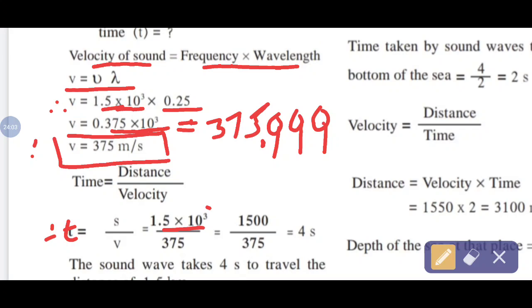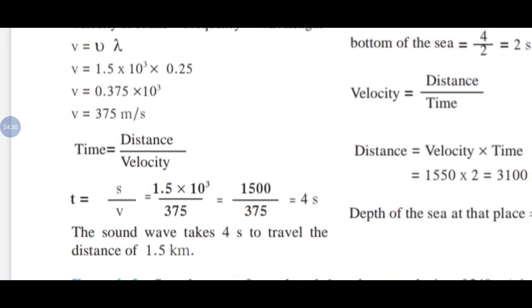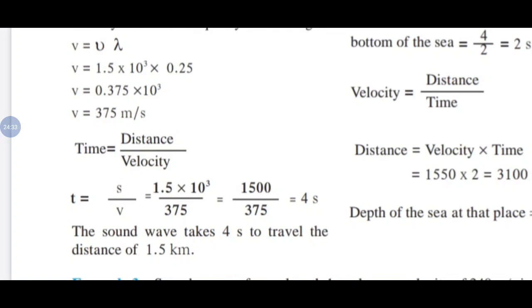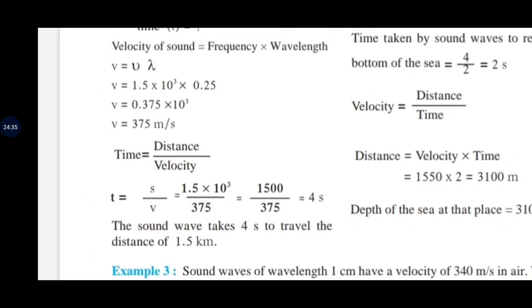Now do this calculation properly. First of all, 1.5 into 1000, that is 10 raised to 3, gives 1500. So 1500 divided by 375. Calculate it, divide it. We are getting the answer 4 seconds, because time is measured in seconds in SI as well as CGS system. So sound waves take 4 seconds to travel a distance of 1.5 kilometer. Are all getting how to solve it?